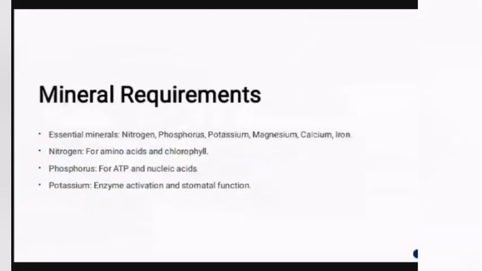Now let's look at some mineral requirements. The essential minerals are nitrogen, phosphorus, potassium, magnesium, calcium, and iron. Nitrogen is required for amino acids and for chlorophyll. Nitrogen is required basically to produce your chlorophyll. Phosphorus is required for absorption of ATP. Then potassium is required to activate enzymes and allow the stomata to function well.